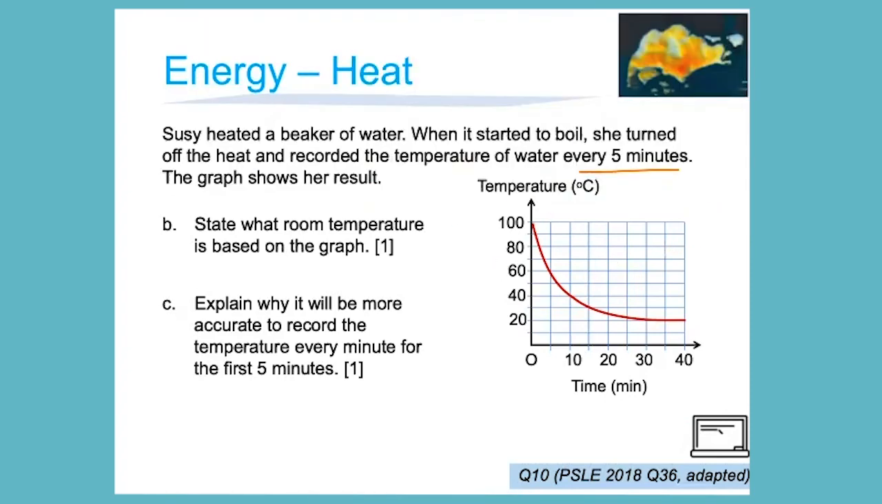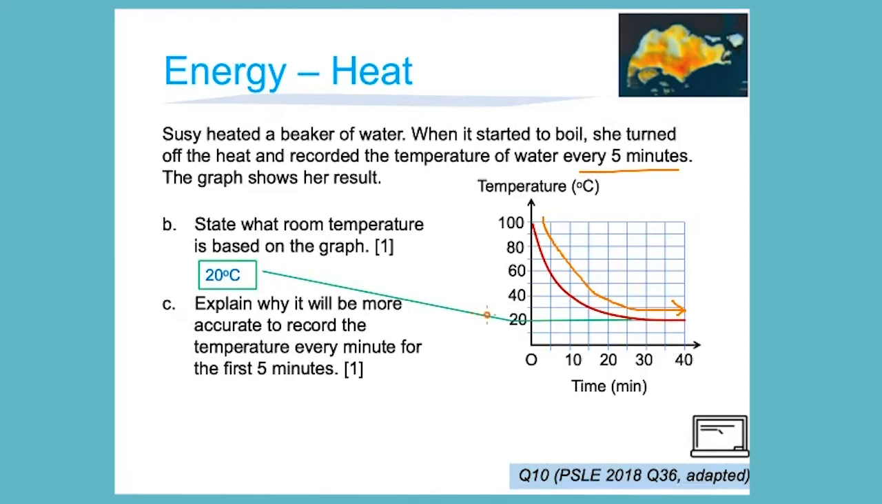So based on the graph, what do you think is the room temperature? Temperature decreases and then remains constant at this point. So very good. Everybody can tell me 20 degrees Celsius. So that is a given based on the graph. So we have to interpret based on information from graphs or tables.